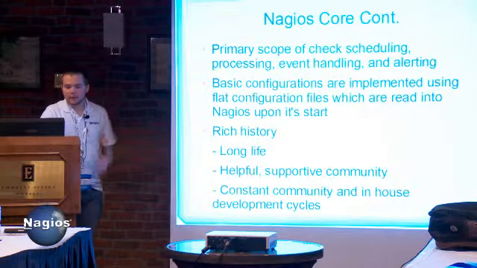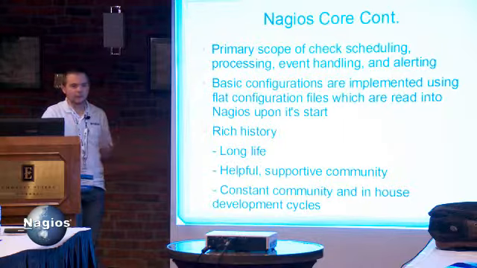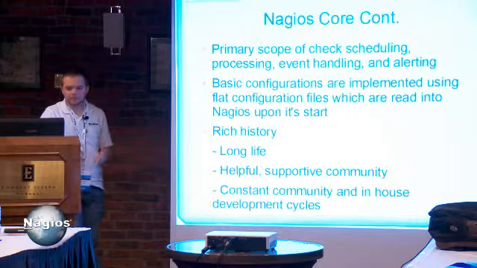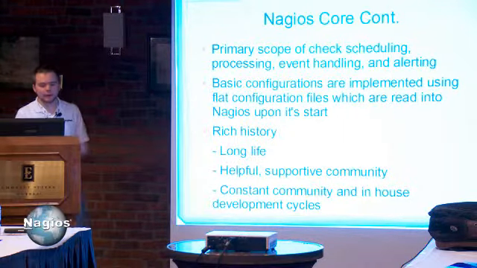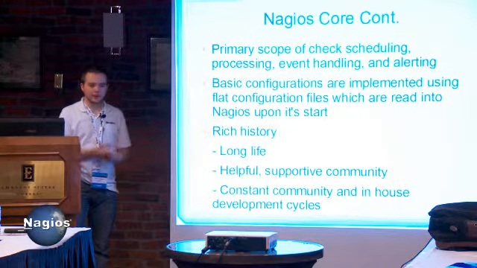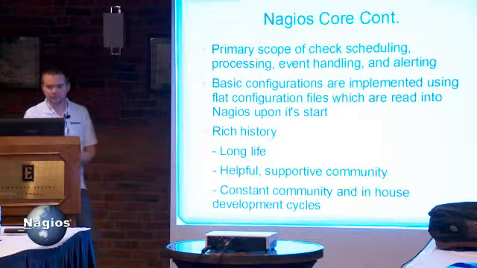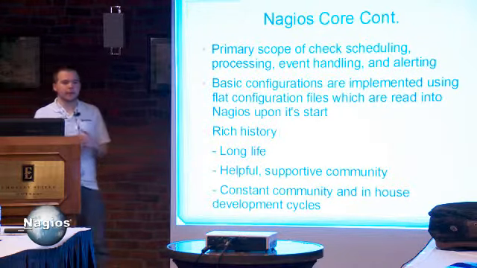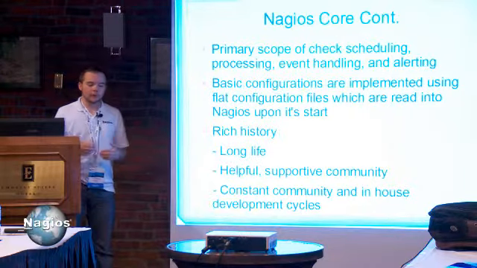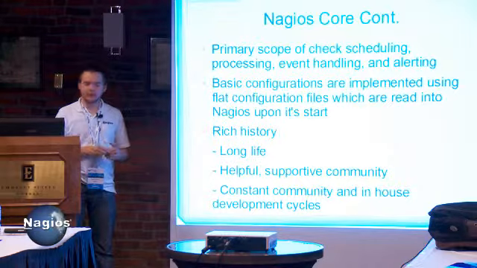So as I was saying, really the primary scope for Nagios Core itself is the processing, event handling, and alerting. Also, basic configurations are implemented based off of flat configuration files, and I'm going to be showing some examples here as well. They're read into Nagios upon its start. So, as I said, I'll be showing these configuration file examples.